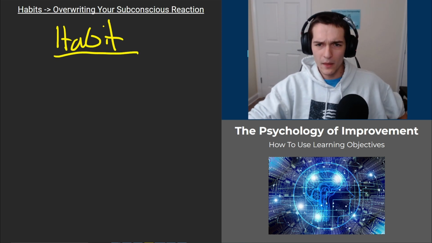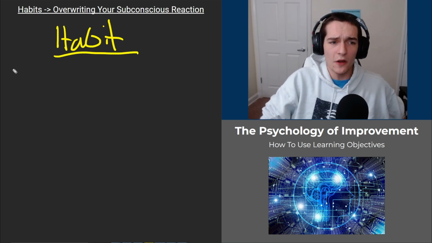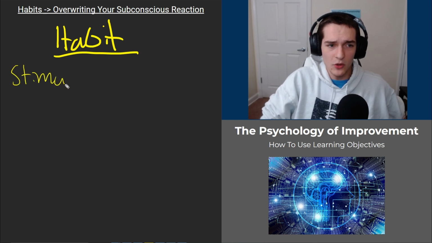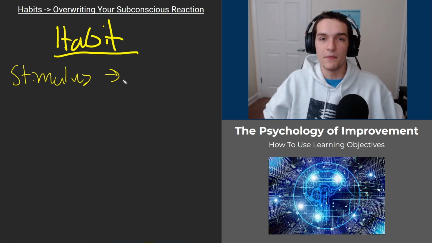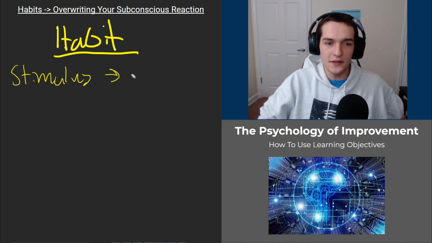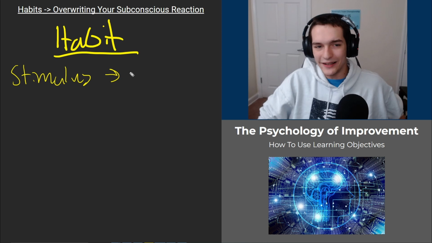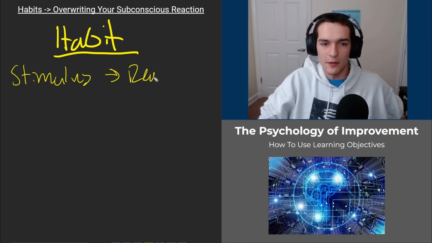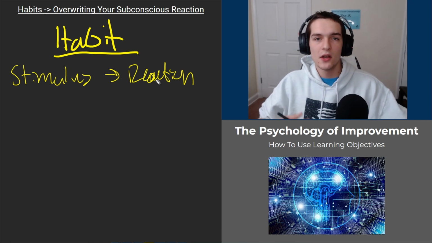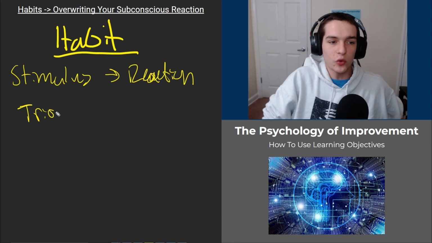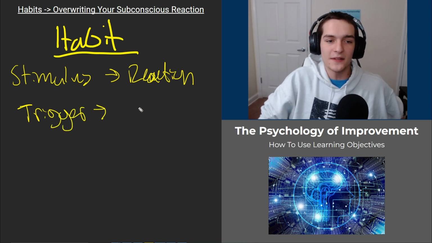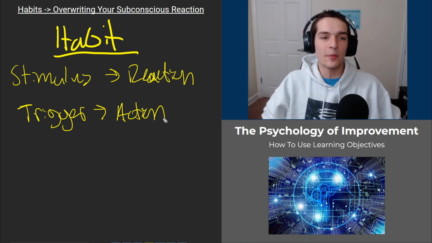A habit is some sort of stimulus which causes us to do something, right? So it's stimulus and then reaction to stimulus. This is how you can kind of think about it. Reaction. So something happens, we react to it. In simpler words, a trigger happens, and when that trigger happens, an action is done, right? An action is executed. So this is how we think of habits.